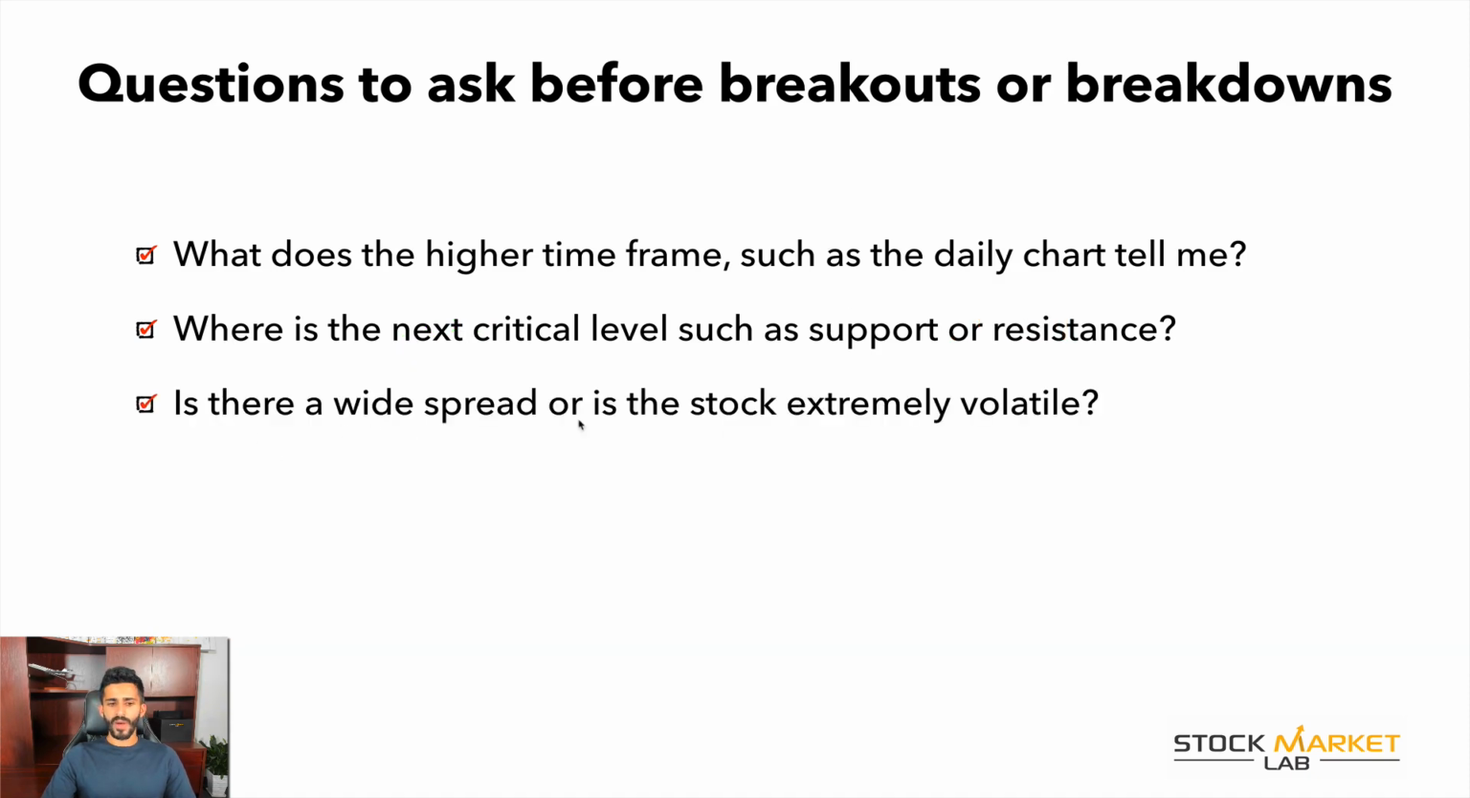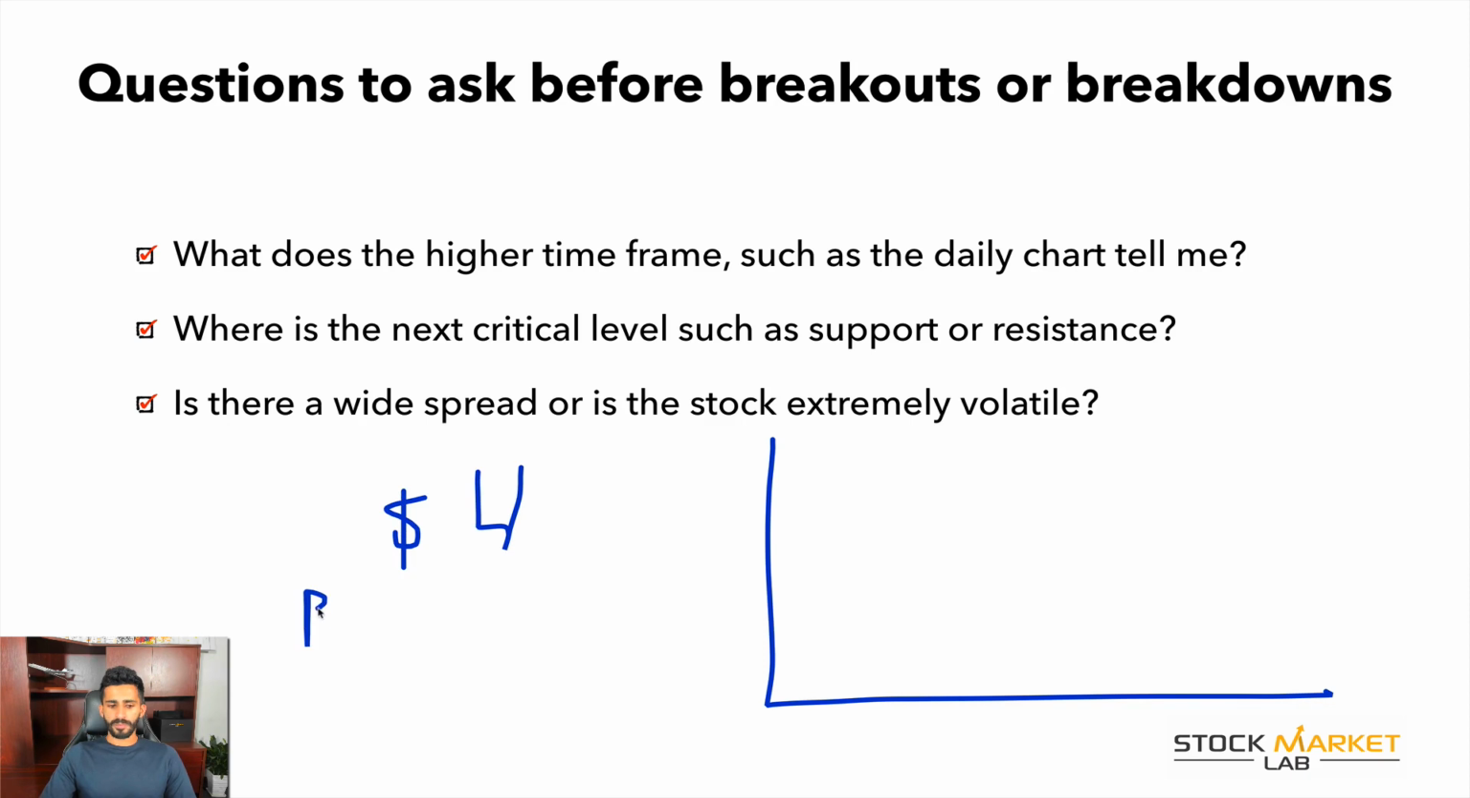Next, is there a wide spread, or is the stock extremely volatile? Now, this is very important when you're trading breakouts, and a lot of people don't talk about this because I guess they just don't understand the concept, but this is extremely important. Now, let's say a stock is trading at $4, okay? The bid is, I don't know, at 4, the ask is at 4.50, right? There's a 50-cent spread between the stock.